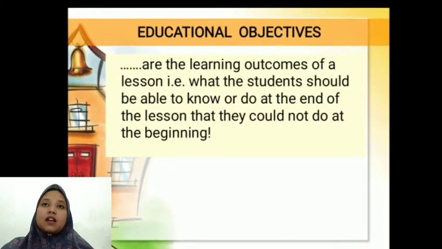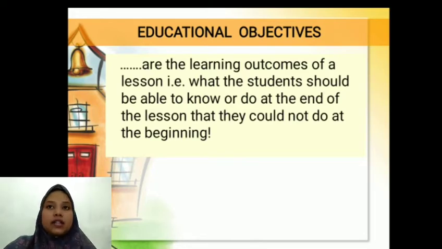Educational objectives are the learning outcomes of a lesson. That is what the students should be able to know or to do at the end of the lesson that they could not do at the beginning. It can be said that educational objectives are a list of things that need to be reached by the students after learning. Maybe all of you have a question about the difference between an aim and a learning objective.